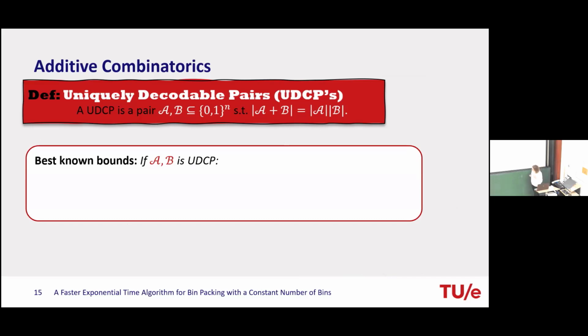And we want to use the following bounds on UDCP. So there are already some bounds on UDCP. So for example, there's Lindström 1978 that says that the size of A times B is at most 2 to the power 1.5n.